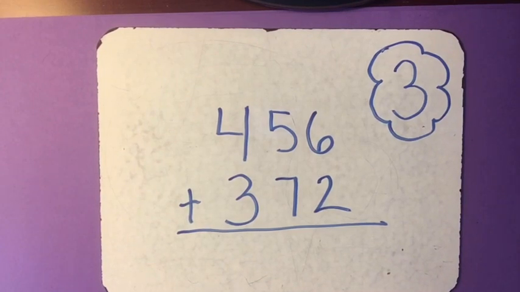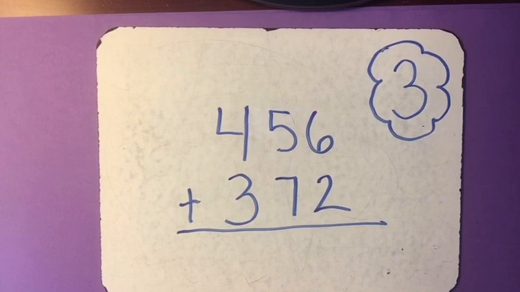All right, for today, what I'd like you to do is have a piece of notebook paper out and a pencil as always. And what we're going to do is think about addition once again with decimals and fractions. And so what you have here is 456 plus 372.